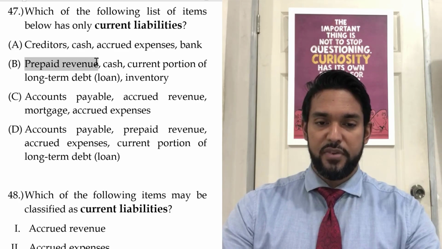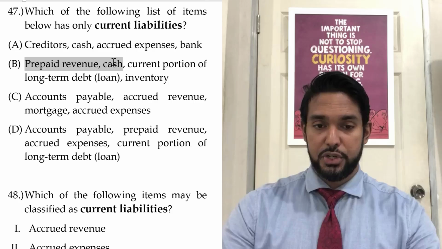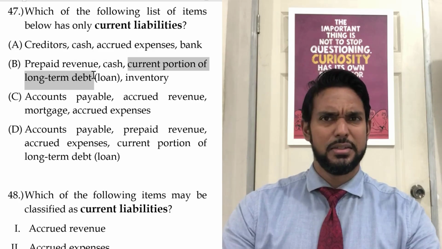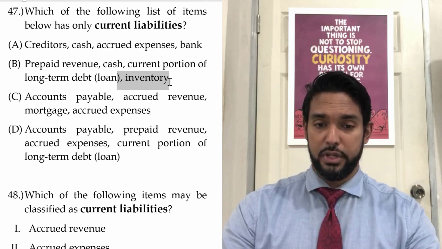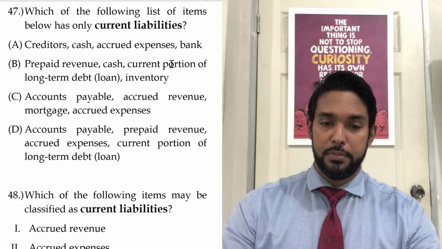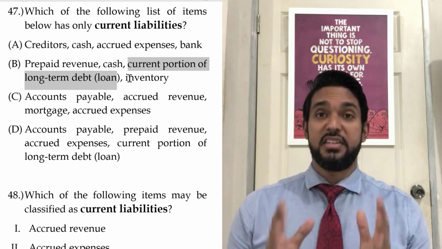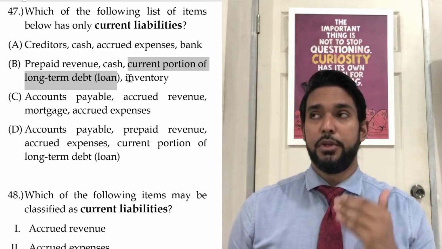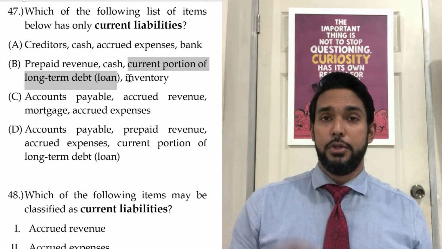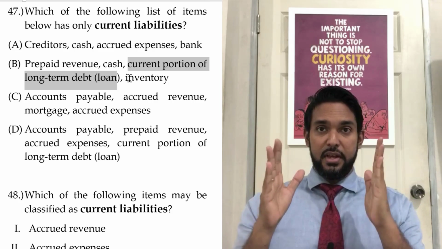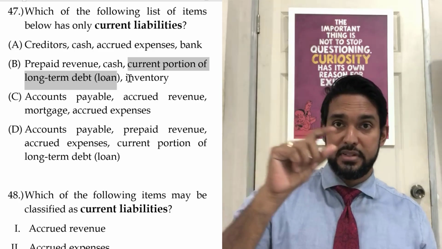Option B, prepaid revenue, yeah. Cash, no. Current portion of long-term debt, what is that? Inventory, no. Now, the current portion of the long-term debt or long-term loan is a current liability. Let me explain why. Let's say you take a long-term loan for 10 years, but you work with the bank that you're going to pay back in monthly installments. It means in any given year, you have 12 payments to make on that loan.